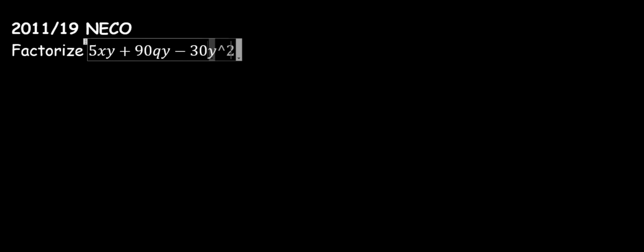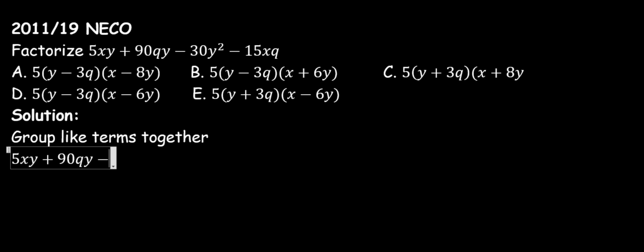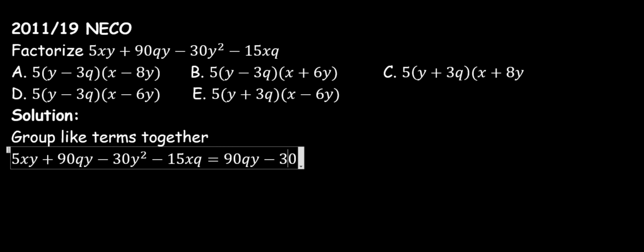Another example. Factorize 5xy plus 90qy minus 30y squared minus 15x cubed. The options are given. Solution. Grouping like terms together, our given problem, which is 5xy plus 90qy minus 30y squared minus 15x cubed, will be equal to 90qy minus 30y squared plus 5xy minus 15x cubed.